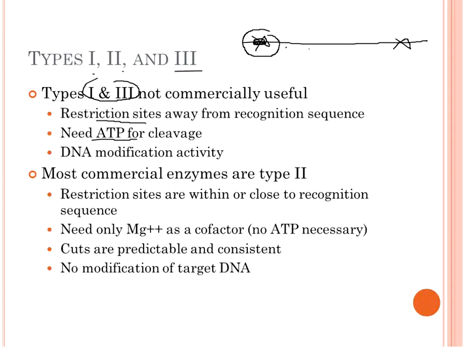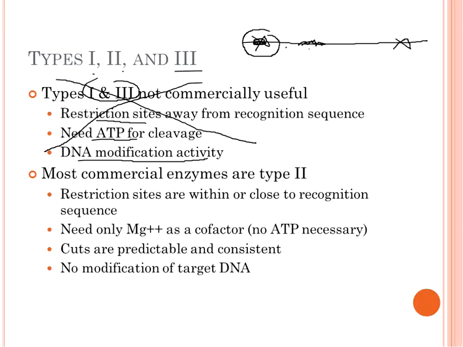They also need ATP for cleavage. To cut the DNA, these types 1 and 3 need energy. That means you have to provide ATP. And that's not nice either. And finally, they have some DNA modification activity. That means they actually change the sequence of the DNA while they are cutting it, which is not nice either. So that's why we don't use types 1 and 3 restriction enzymes.